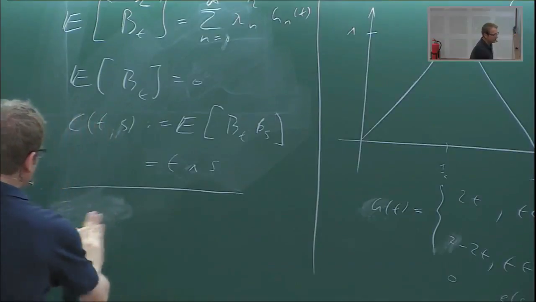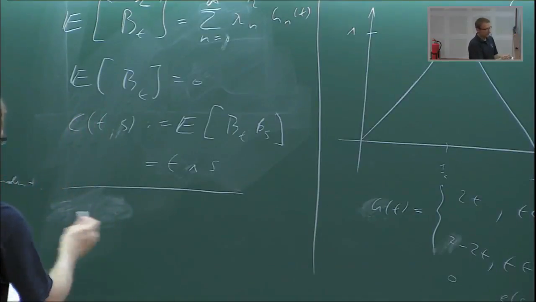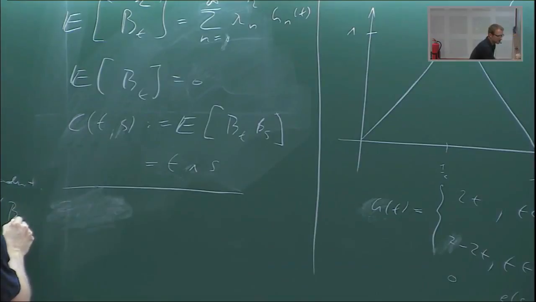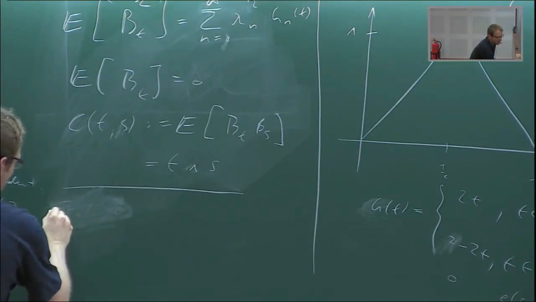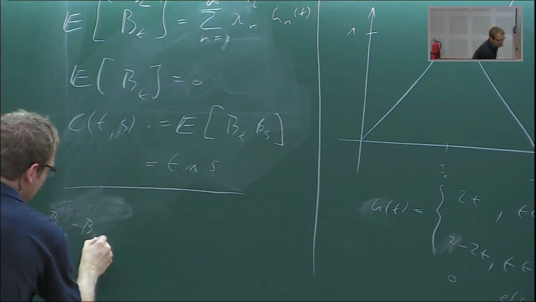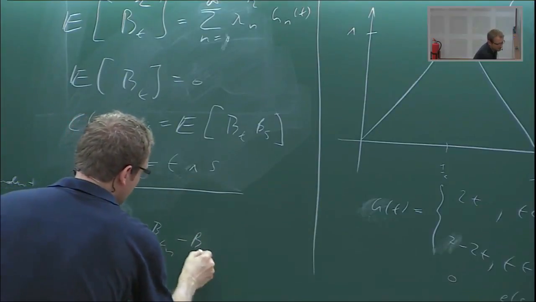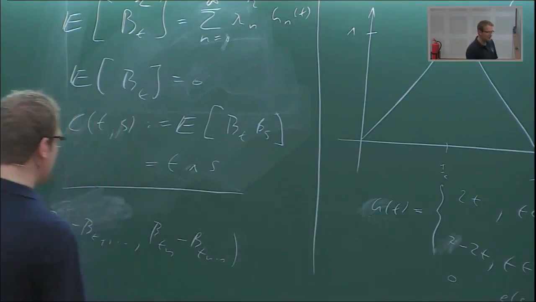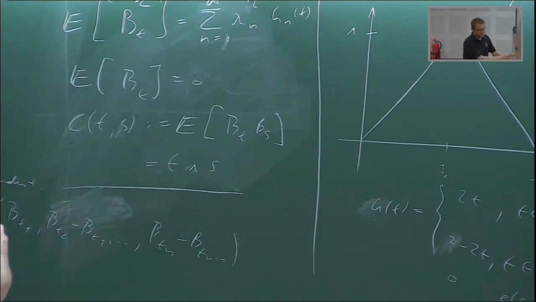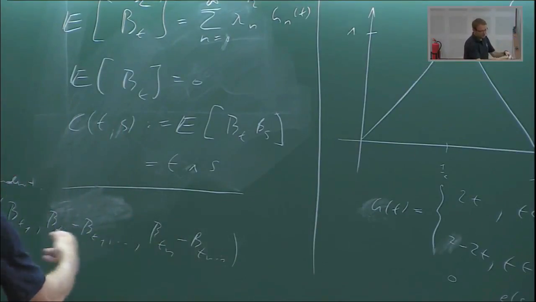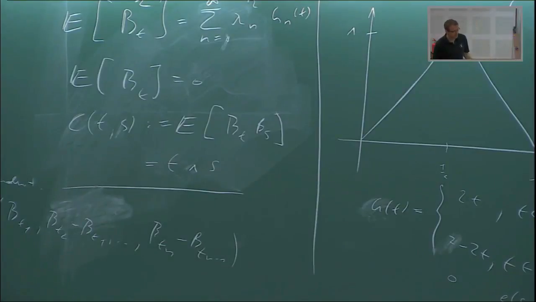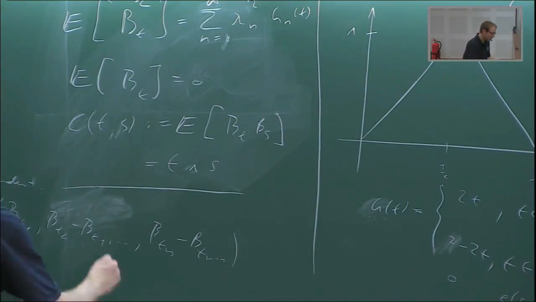Let's say we have a Gaussian vector, and we want to see if the increments B_t1, B_t2 minus B_t1, up to B_tn minus B_t(n-1) are independent. We already know this is a Gaussian vector, so the only thing we have to check is that they're uncorrelated. This is a big benefit of this construction, which is absolutely not possible for non-Gaussians. So we can actually check it.